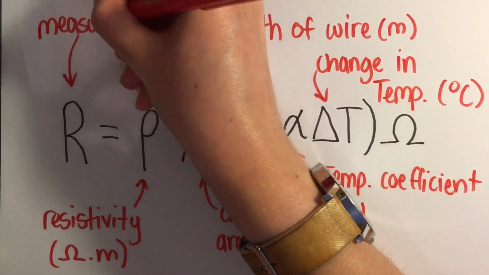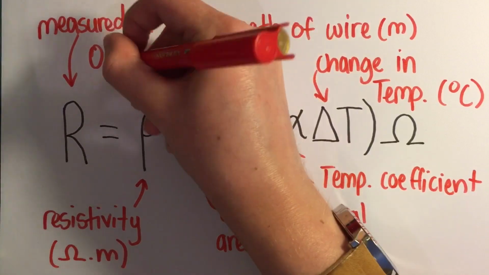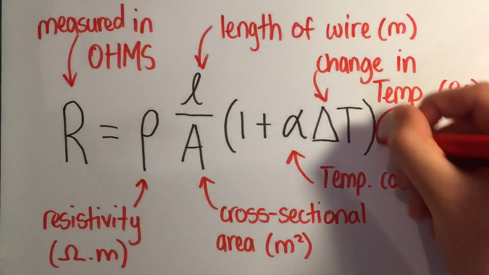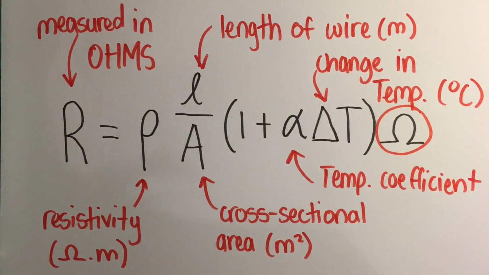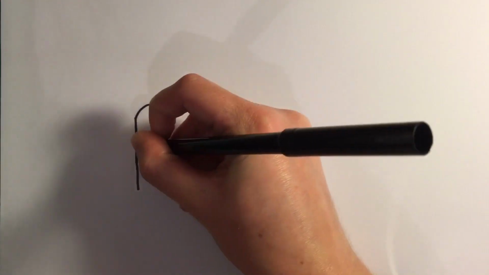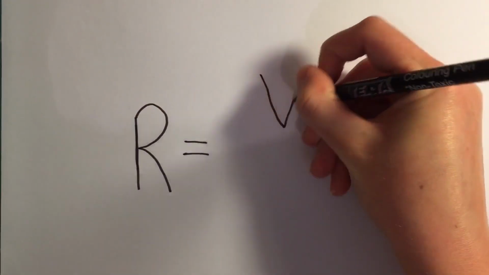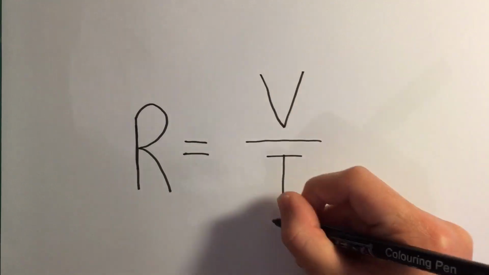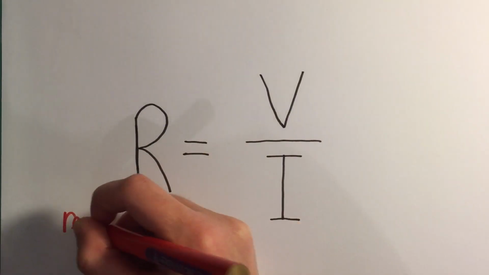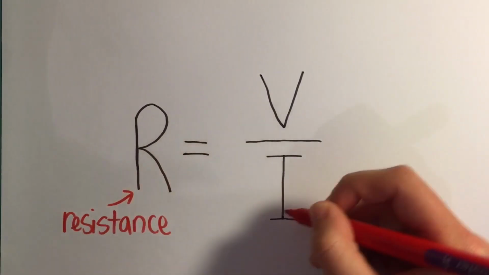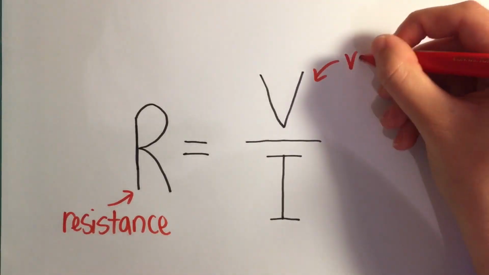Resistance itself is measured in ohms, where ohms is the SI unit for electrical resistance and is named after physicist George Simon Ohm. More generally, resistance can be defined as inversely proportional to current and directly proportional to voltage. The formula is given as R equals V over I.